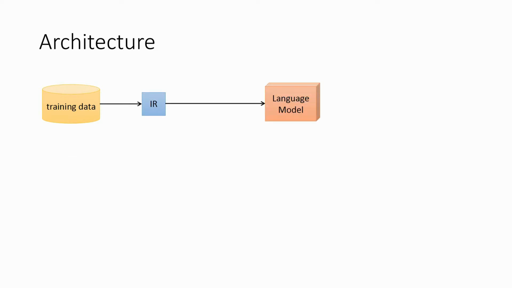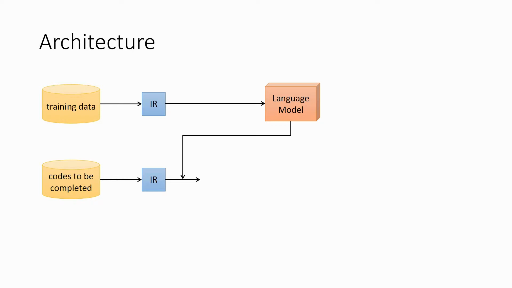This slide shows the architecture of IPC. The training data, which contains raw Java codes, will be transformed to our predefined IR. The IR will be trained into a language model. When predicting statements, the codes to be completed will also be transformed to IR. Then the predictor will predict the sequences of IR tokens using the default mechanism of language models.